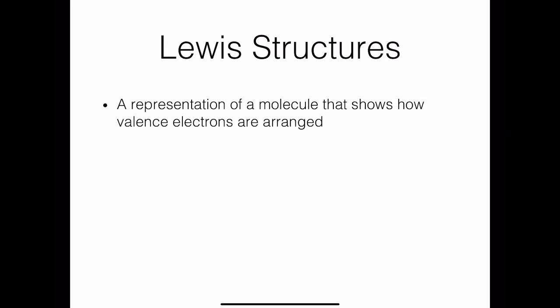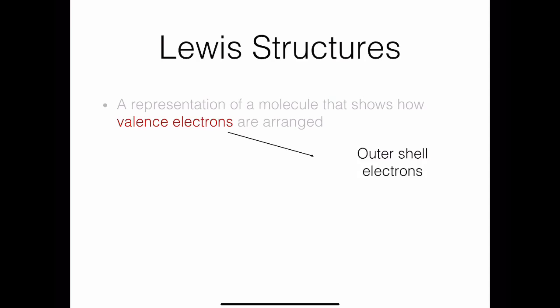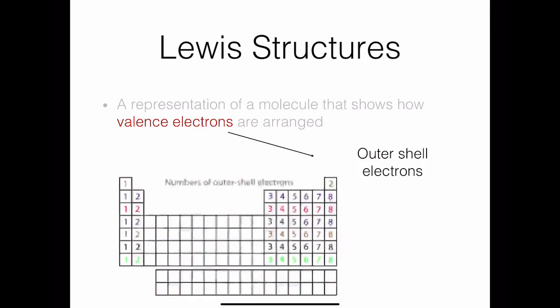A Lewis structure is a representation of a molecule that shows how valence electrons are arranged. So remember, we're looking specifically at the valence electrons. That's what we're looking at when we're figuring out how something is bound to something else. We need to be able to see how they bond to other things. And remember, they only bond through their valence shell. We don't care about the inner shell, because anything that's bonding with an atom doesn't care about what's going on inside. It only cares what it has immediate access to. So remember, those valence electrons are our outer shell electrons.